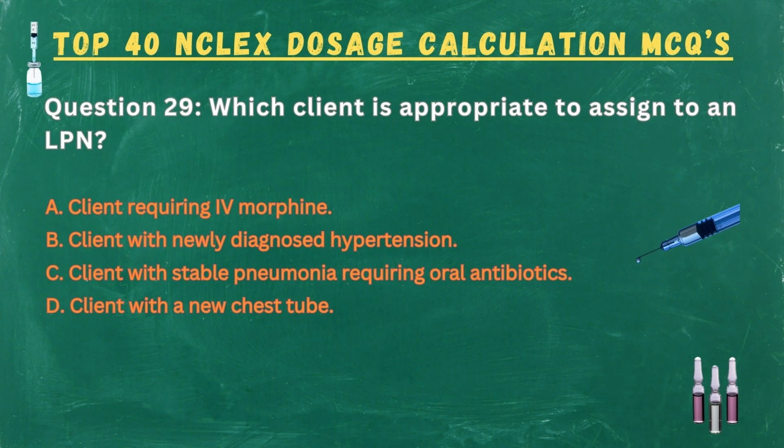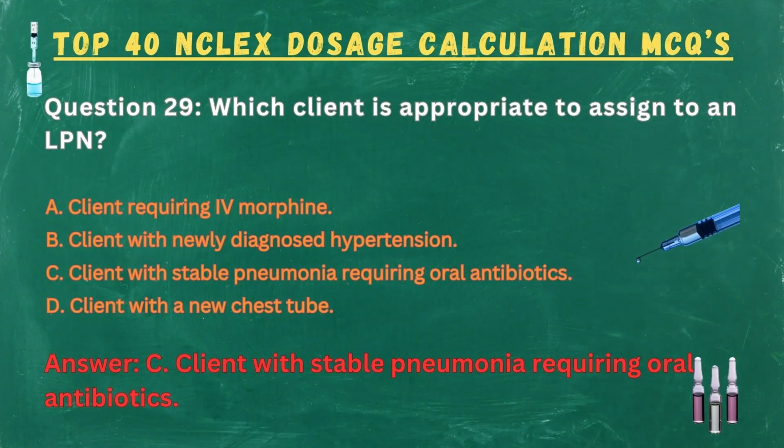Question 29. Which client is appropriate to assign to an LPN? A. Client requiring IV morphine. B. Client with newly diagnosed hypertension. C. Client with stable pneumonia requiring oral antibiotics. D. Client with a new chest tube. Answer: C. Client with stable pneumonia requiring oral antibiotics.